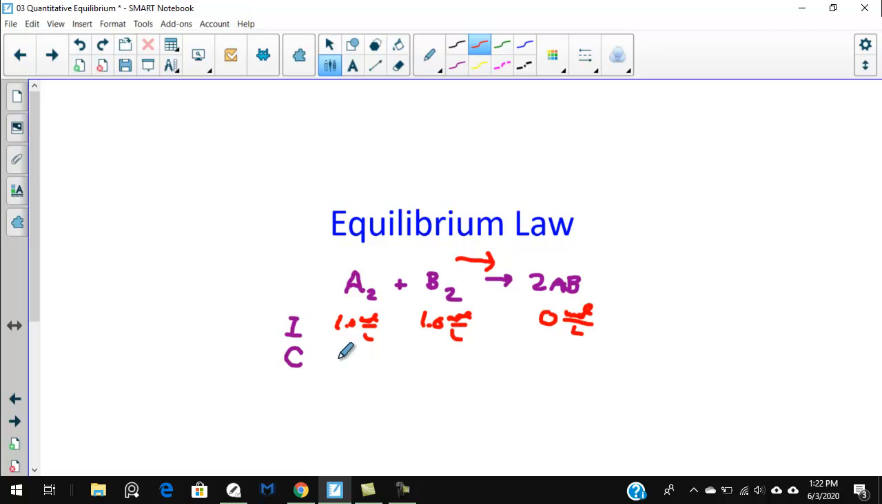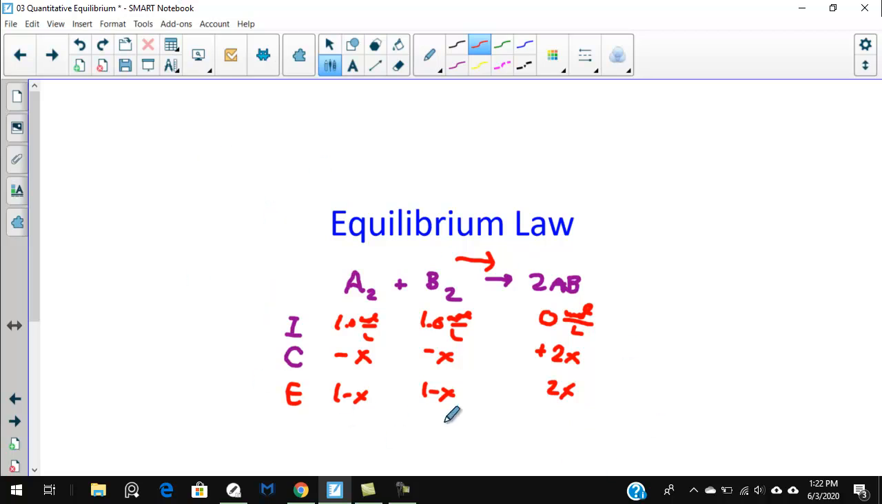This would undergo some kind of negative change. Let's just call it negative X for now. This would also undergo a negative change. And this would undergo a positive change, which would actually be twice as big as the change of the decreases on the other side because of this 2 here. So we could say 2X. Right? And then we could calculate, since we know a little bit about equilibrium, equilibrium values by adding down and getting things like this would be 1 minus X, 1 minus X, and this would just be 2X. Okay? So we can actually solve all of this and make it work.